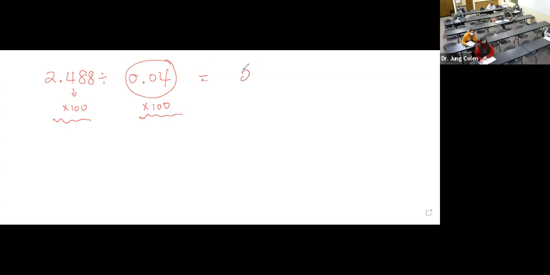Okay, so let's do this one. So this is the same as 248.8 divided by 4. It gets so much easier. So we can just do 248.8 divided by 4. So 4 times 6 is 24. And 4 times 2 is 8. And we have another 8 there. So put the decimal point there. And we have the answer like that. Okay? Very good? Right. Even if you have a negative number, it's the same thing.